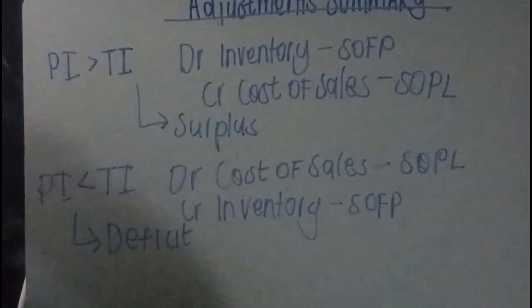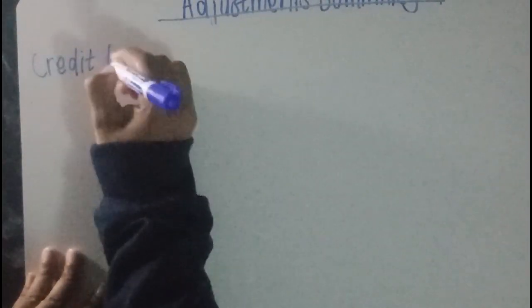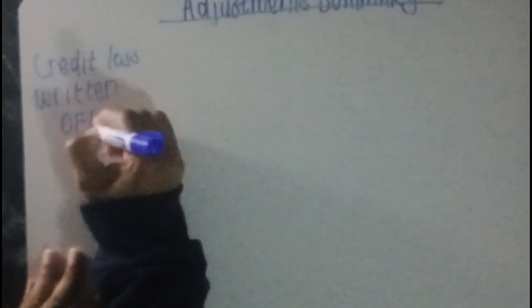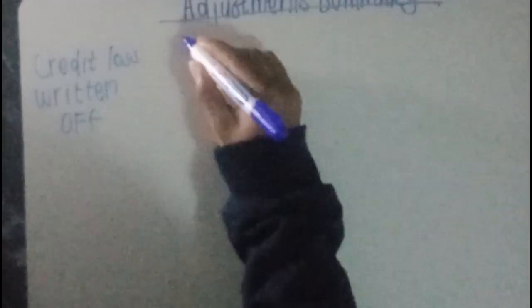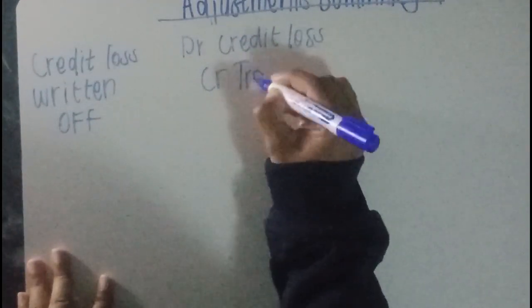Now let's move on. We are left with the last one, which is provision for expected credit losses. Let me read again. All right, so now let's get to the one that is stressing people. So we're going to start with credit losses written off. Credit loss is an expense, so you're going to debit credit loss, and you're going to credit your trade receivables.